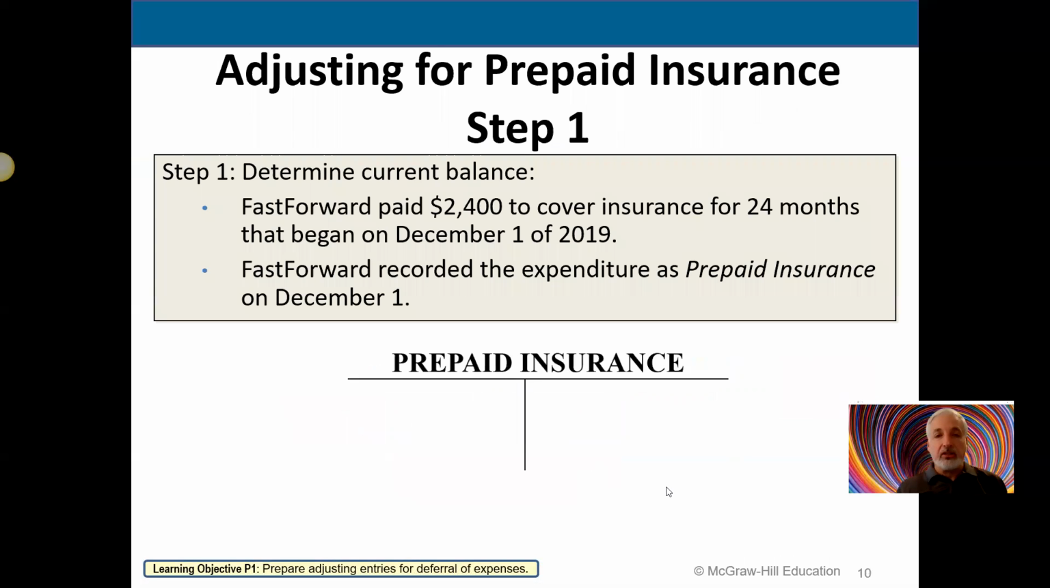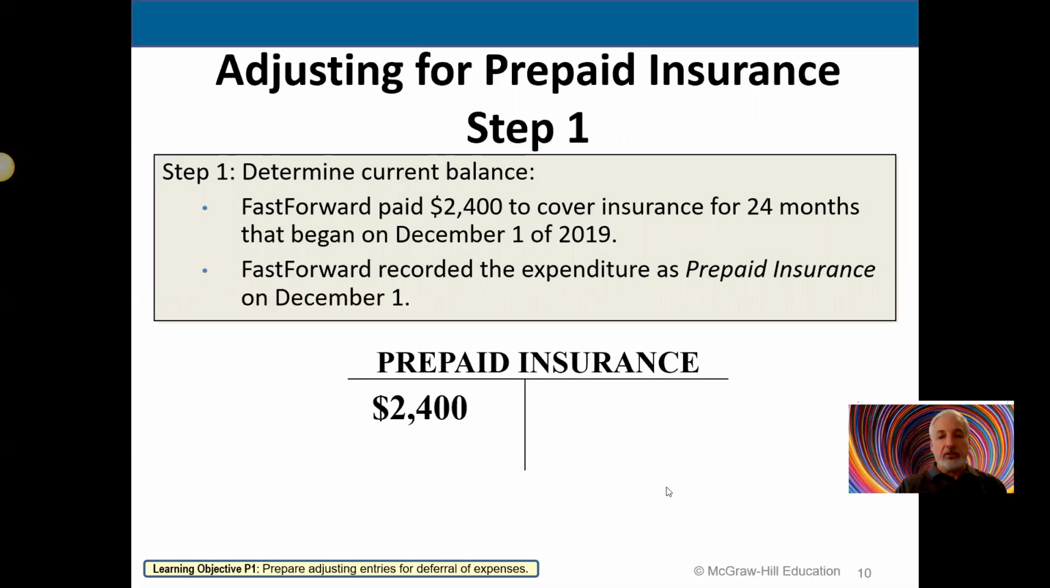So determine the current balance. Pay $2,400 for 24 months of insurance. That's $100 a month, beginning December 1st. So when we pay on December 1st, we record $2,400. Cash went down, credit, and prepaid insurance went up. One asset went up, one asset went down. Our net change of assets was zip, but we had one asset going up $2,400 and one asset going down.